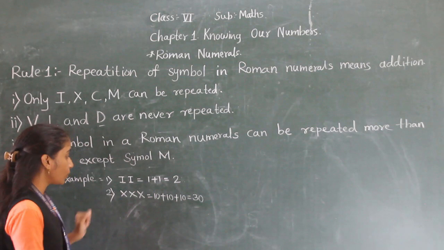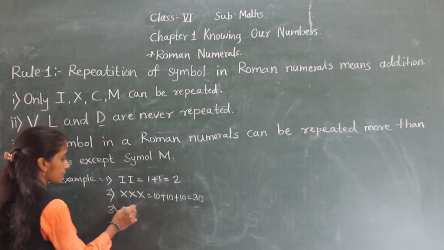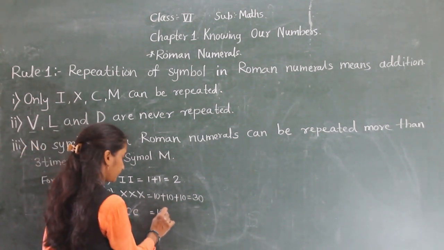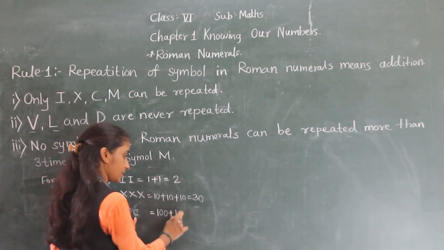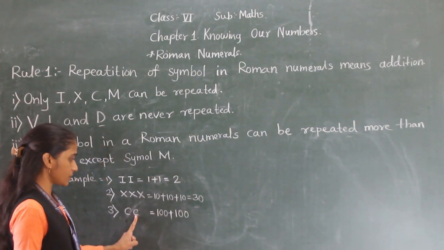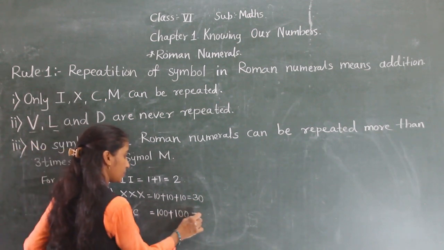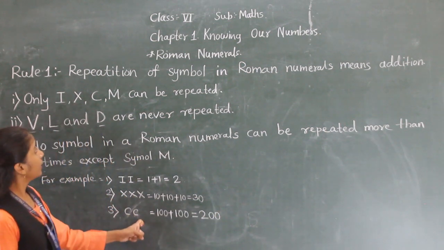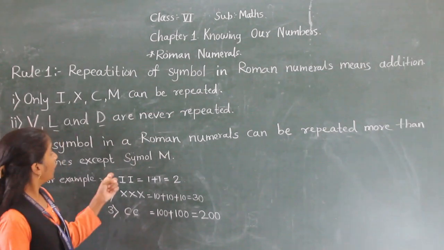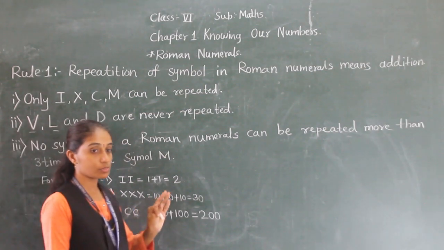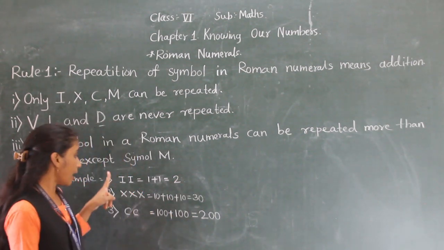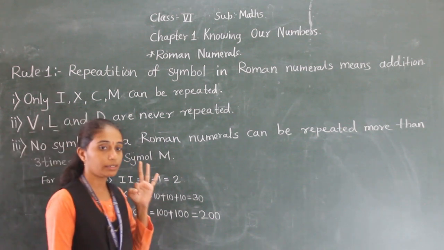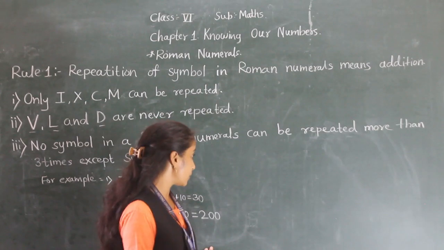Everyone understood this? Suppose now one more example I will take. C. C means what? 100 plus C. C means C repeated 2 times. So C plus C means 100 plus 100, 200. So how can we show 200? CC. And these letters are allowed to repeat how many times? Only 3 times, not more than 3 times. Which letters? I, X and C. Everyone understood these rules?